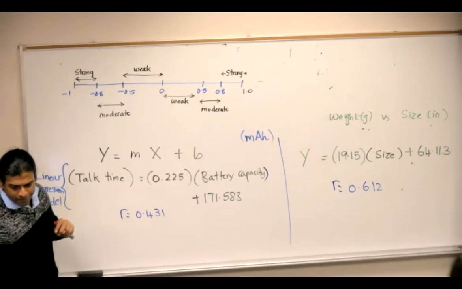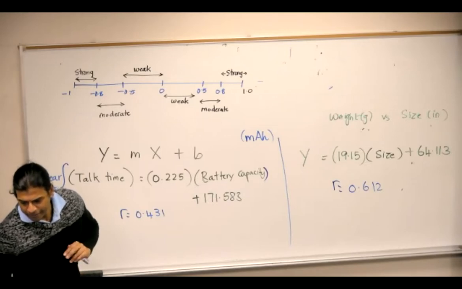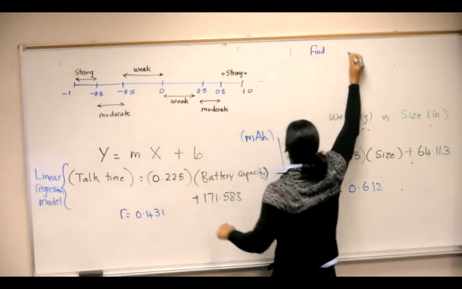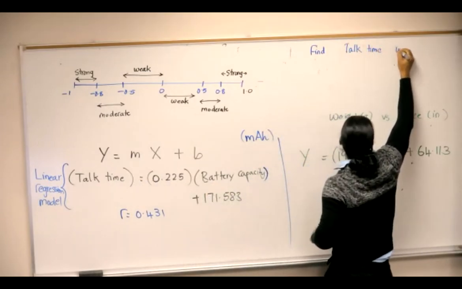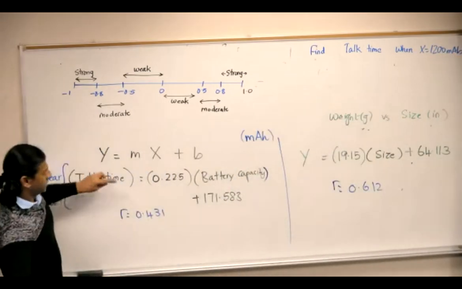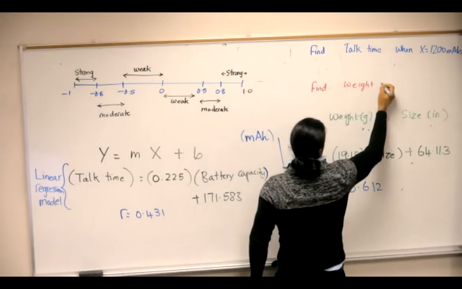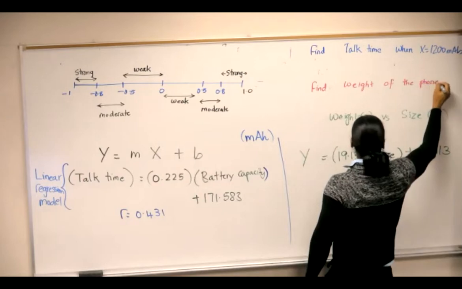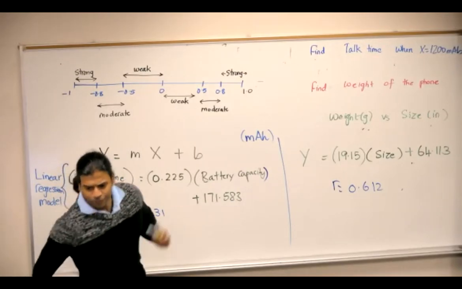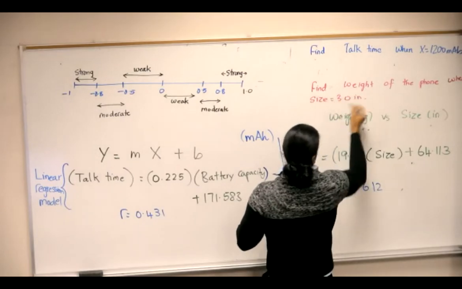Now, this is what I want you to do. There are battery capacity values, a whole lot of them. I am going to pick 1200. Good. So I want you to find the talk time when x is 1200, using the first model, which is this equation. For the second data, find the weight of the phone when size is equal to 3 inches. How would we find?